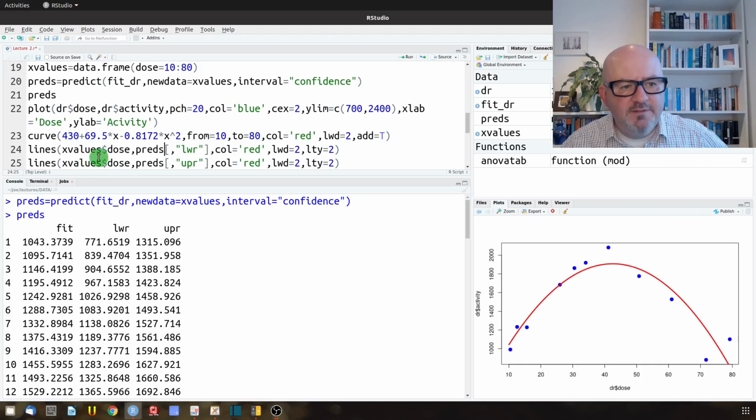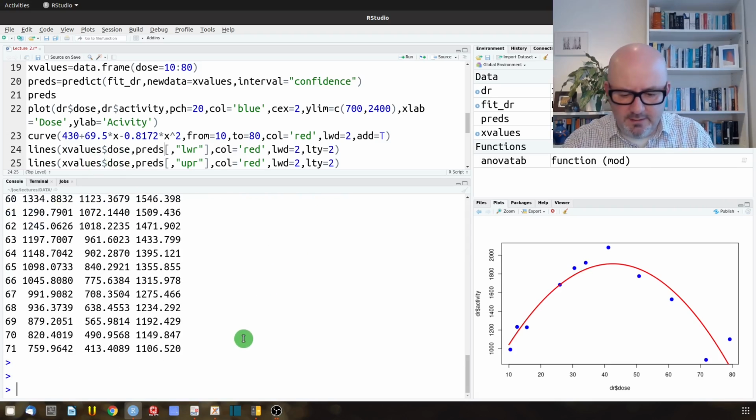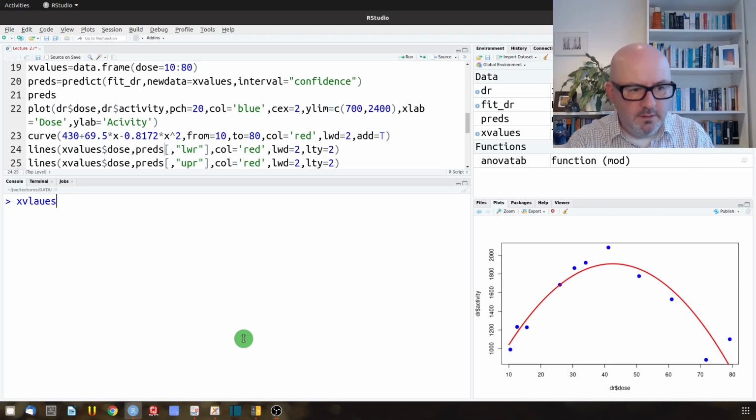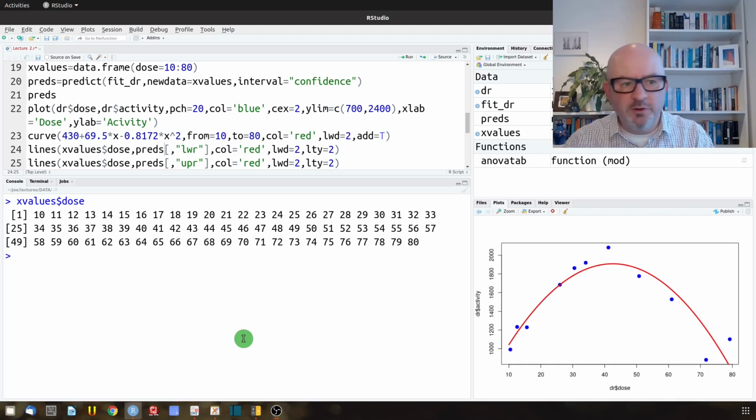And I'll just explain the syntax here. I'm plotting the x values we used. I set up a data frame with x values, and they had all the dosages: dose 10, 11, 12, 13, 14, 15, and so on. So I'm plotting those values against their corresponding lower limits in the first case. The way I extract the right column from the preds data frame is I put in preds, a comma, and the name of the column I want to plot, which is the lower column, LWR. I could have just put in column 2 instead of the quoted string LWR, just the column number.